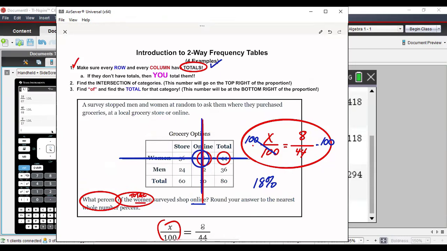All right. And then you have to look at the of category. Whatever that of category is, we need the total for that category. And that goes on the bottom right. And then you just solve it algebraically. All right. So that's all you're doing.